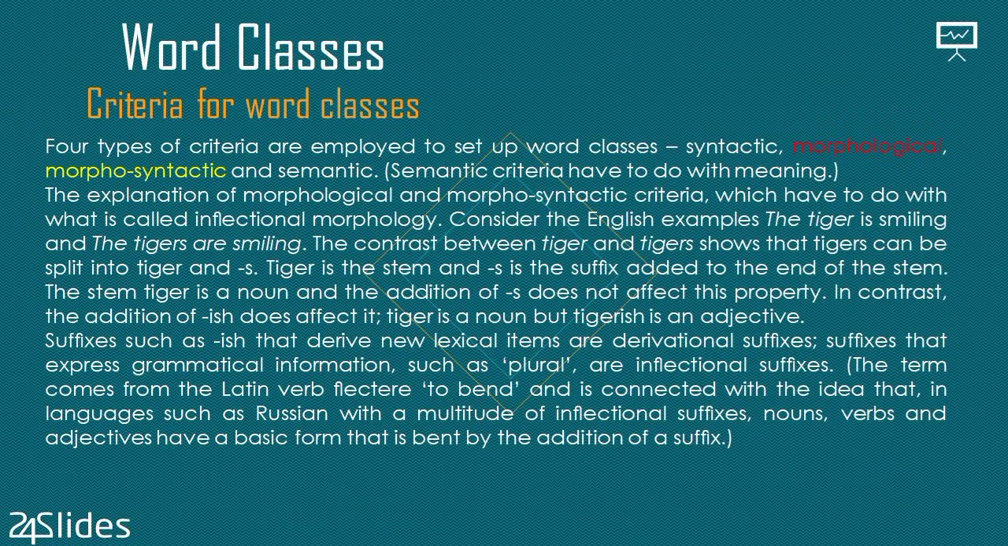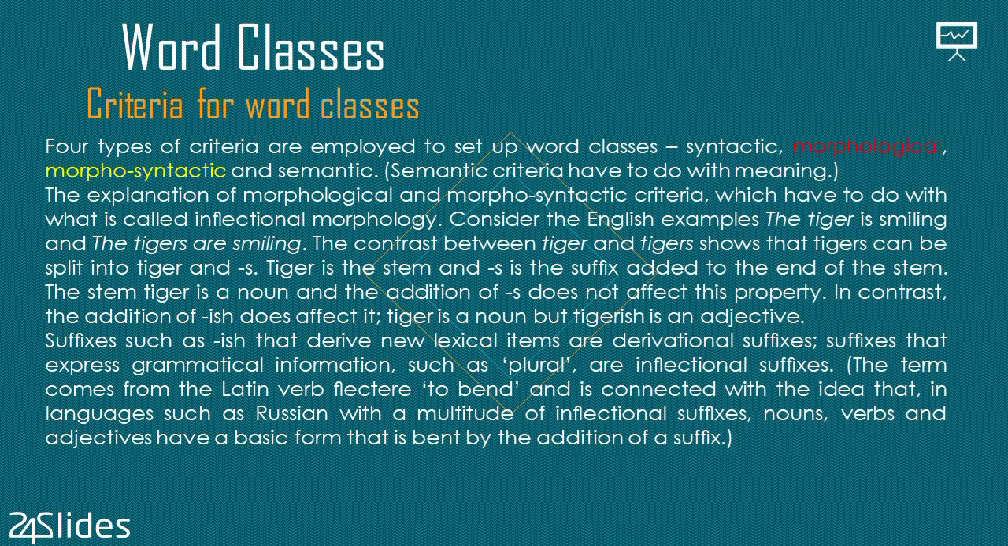The first, word classes. Criteria for word classes. Four types of criteria are employed to set up word classes: syntactic, morphological, morphosyntactic, and semantic. Semantic criteria have to do with meaning. The explanation of morphological and morphosyntactic criteria, which have to do with what is called inflectional morphology.